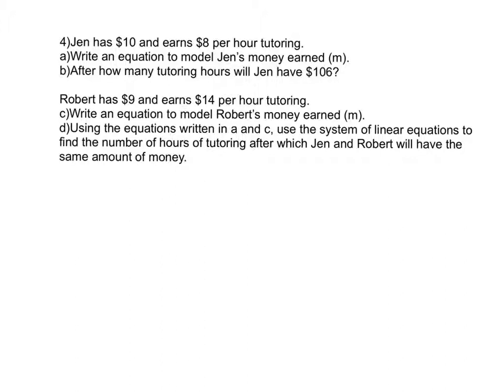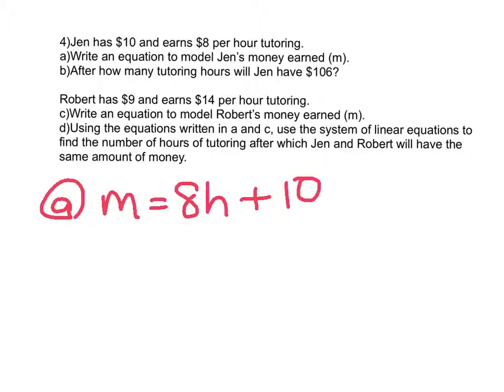Alright, in number 4 we have Jen has $10 and she earns $8 per hour for tutoring. The first thing they want you to do is write an equation to model Jen's money earned. So let's take a look at that. She gets $8 per hour plus she already has $10. So it says after how many hours of tutoring will she have $106? So all you have to do for part B here is find when she's going to reach $106.